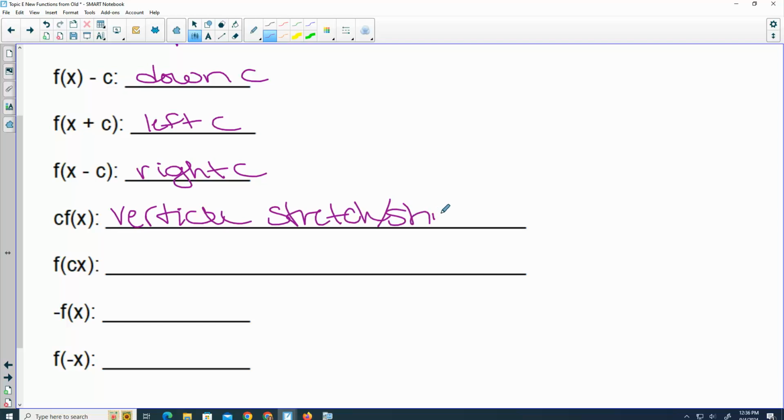Or shrink, right? It would stretch it if it was bigger than 1 and shrink if it's less than 1. So it's like multiplying your height by a certain amount. Okay, if it's on the inside, it's horizontal.